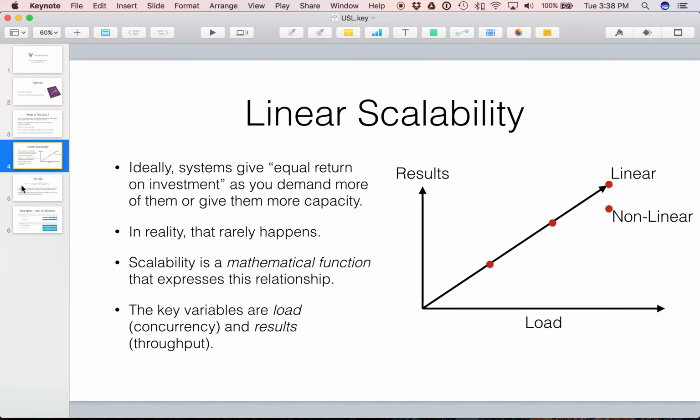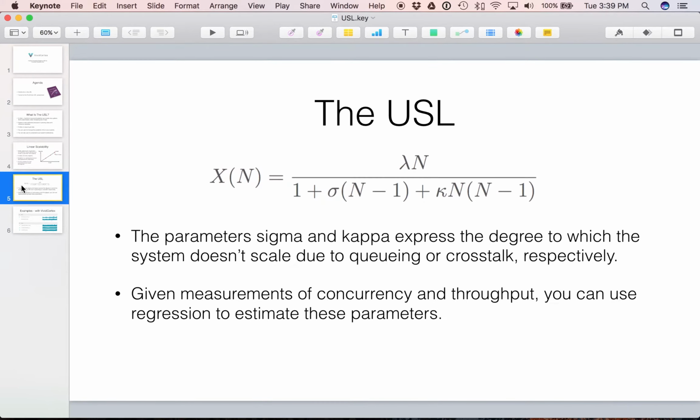Usually that's something like concurrency, or the number of threads running in the system, or the number of workers in the system, like those nodes in that clustered database. And the amount of work that you get done, which is throughput. That's completed queries per time.